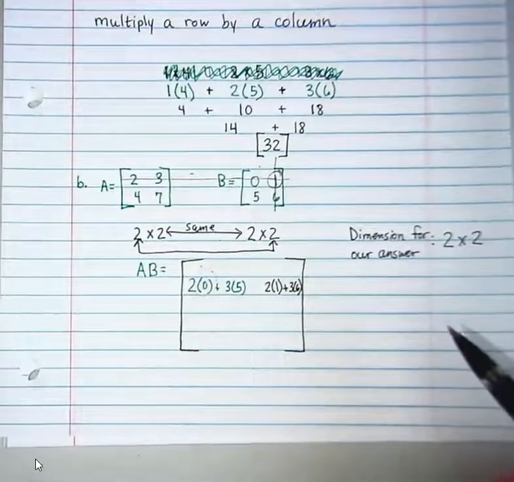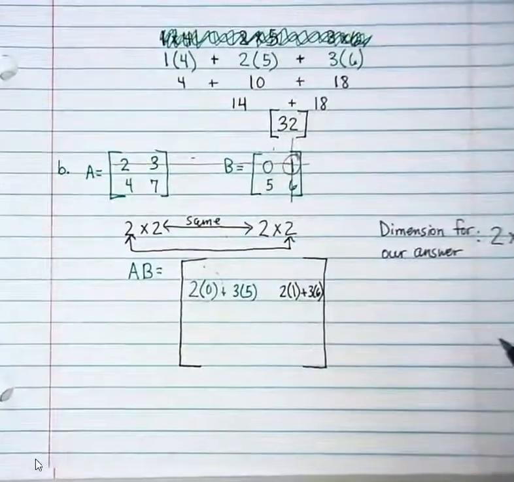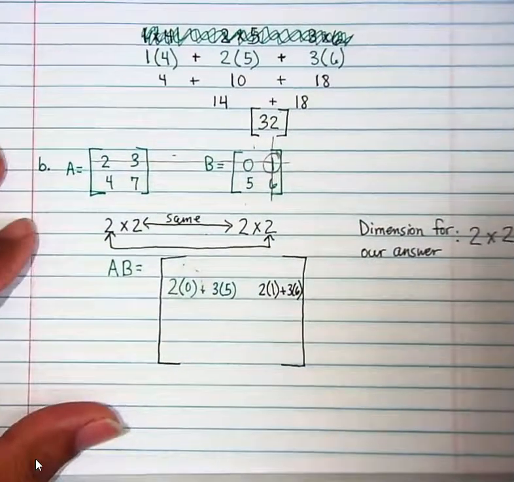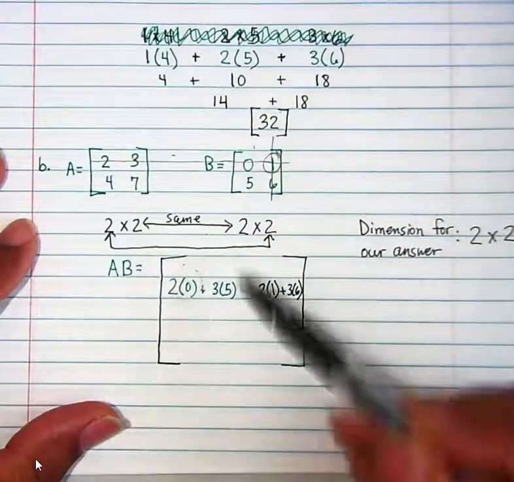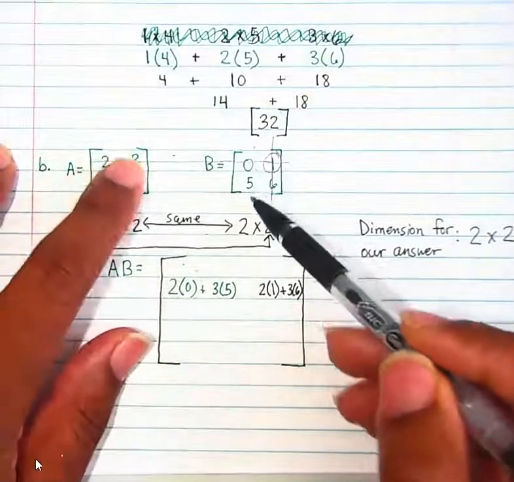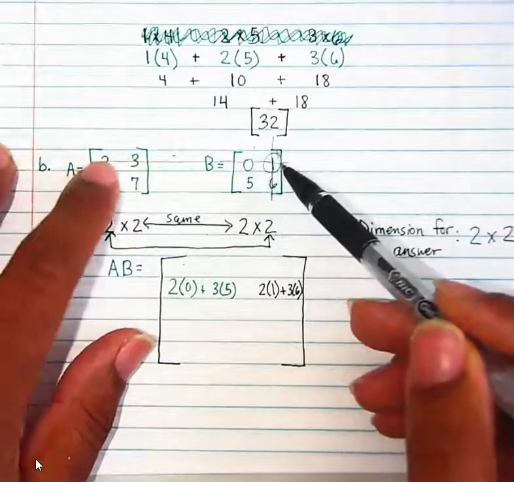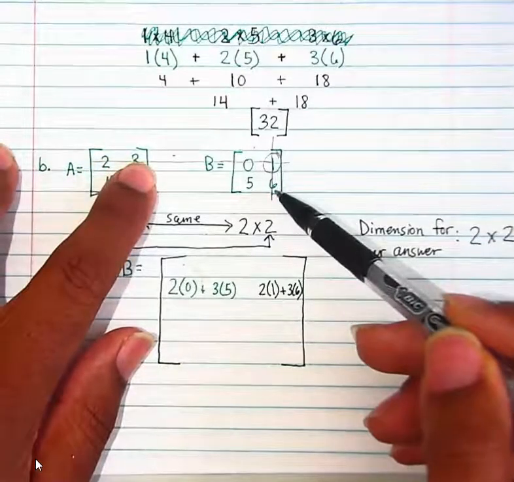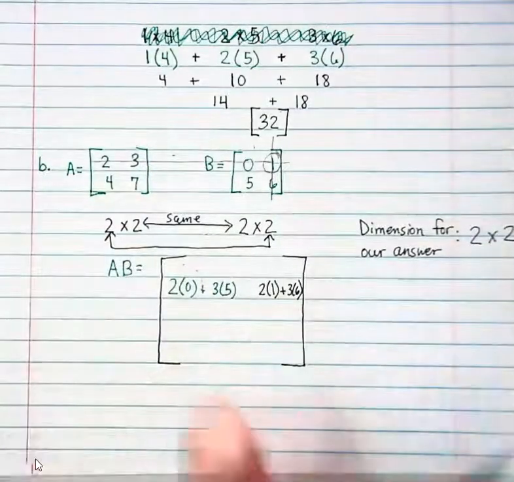And let me zoom in just a little bit more. Maybe it might be easier to see. All right, so again, we're going to do 2 times 0 plus 3 times 5. Then we did 2 times 1 and 3 times 6. All right, and that went in that spot there.